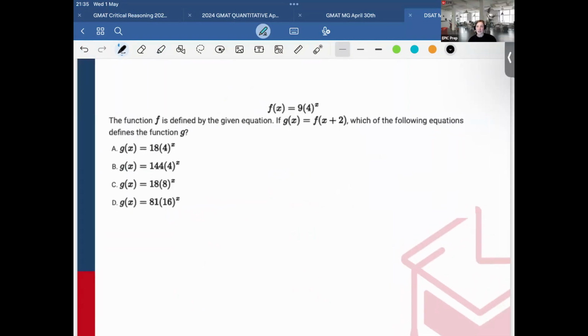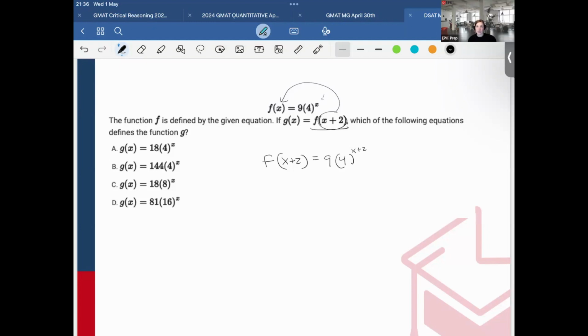Okay, so first, this one. We could consider this an exponential function. So here it says f of x is equal to 9 times 4 raised to the x power. And I'm asked which of the following equations represents the function g. Okay, so if g of x is equal to this, all I have to do is substitute this into the original function. So that would just be 9 times 4 raised to the x plus 2.